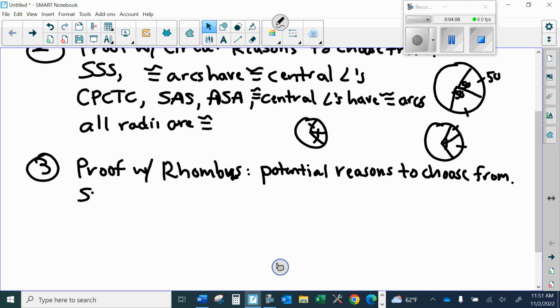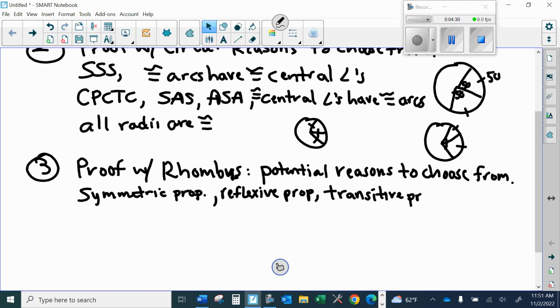Symmetric property, reflexive property, transitive property, SSS, and SAS. Okay.